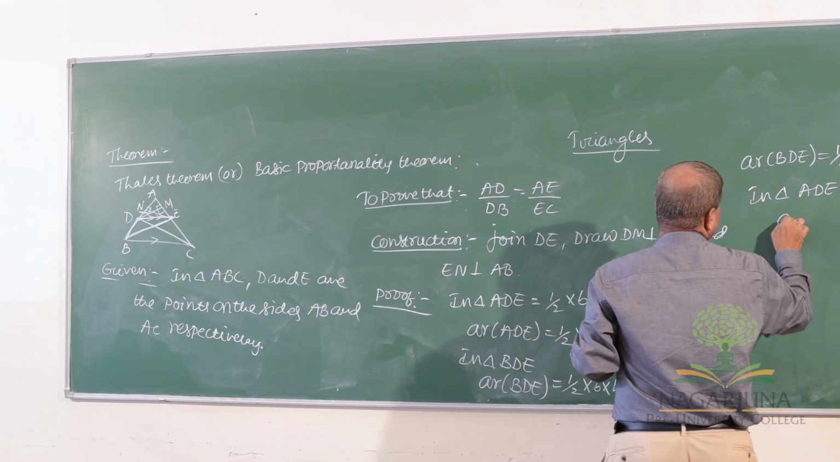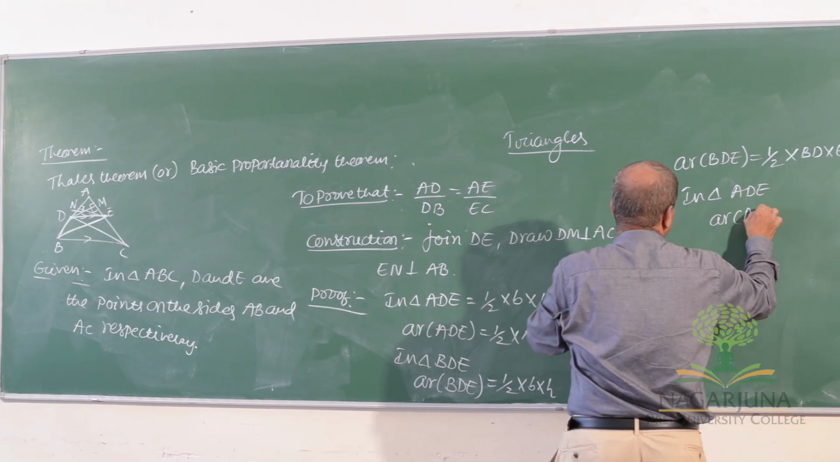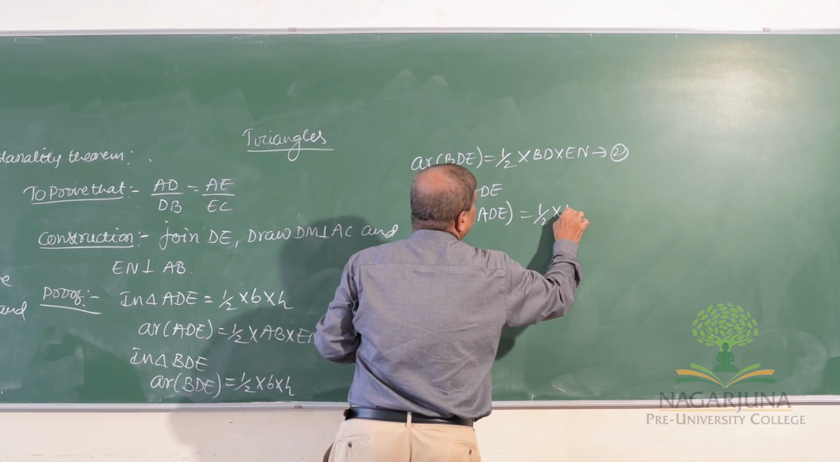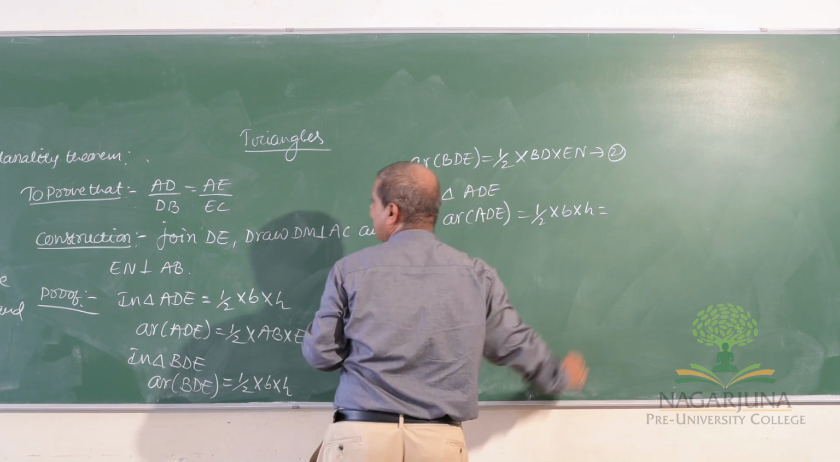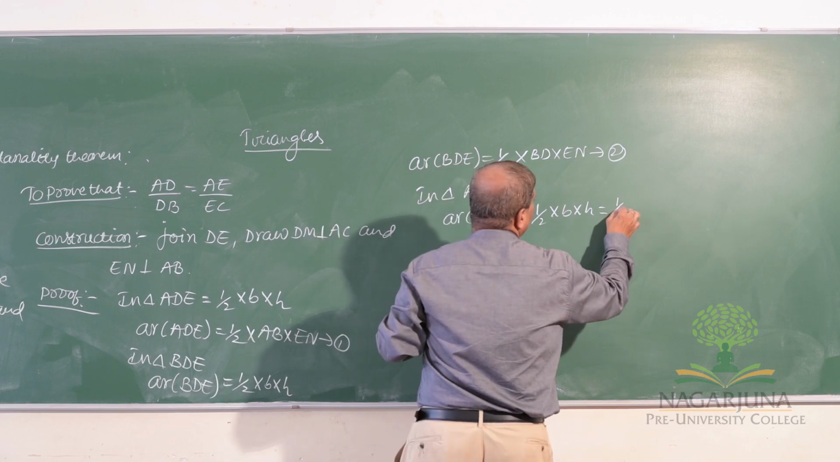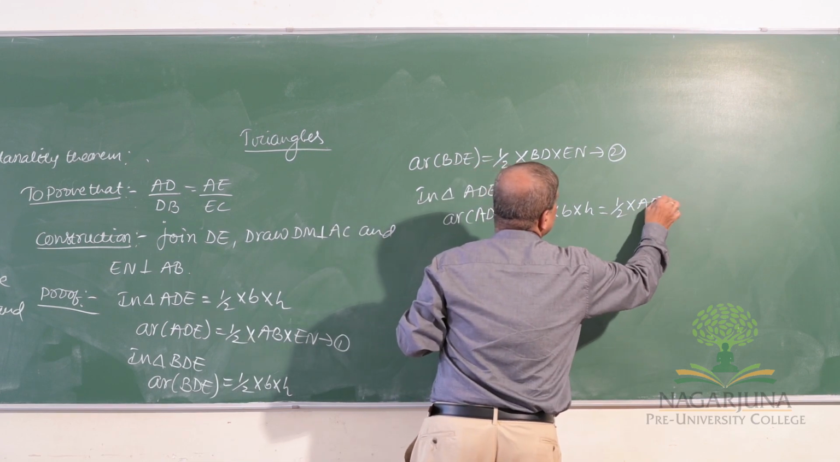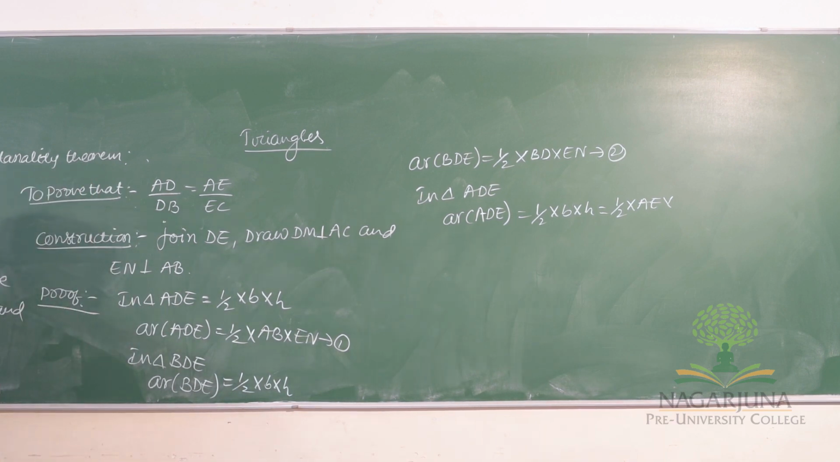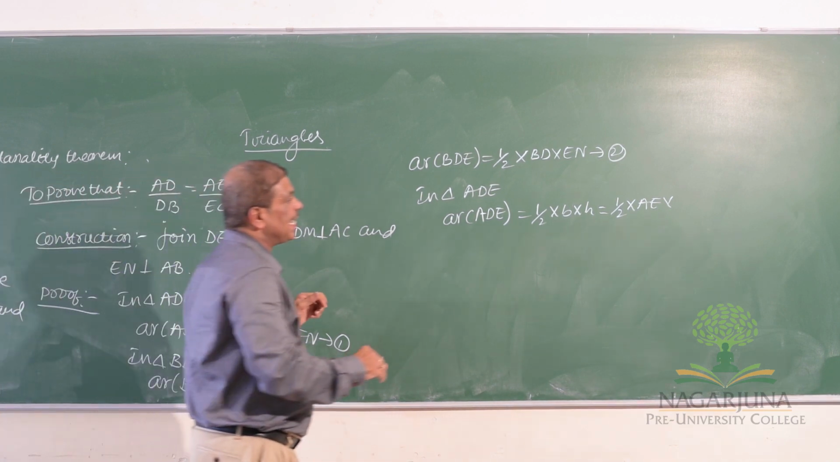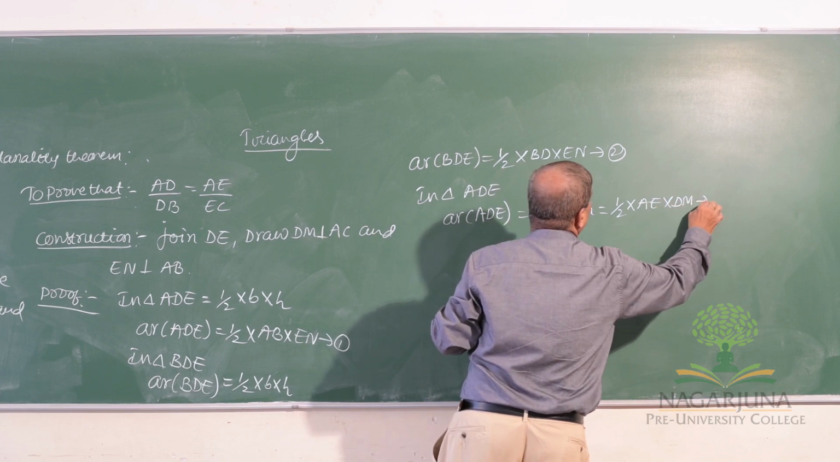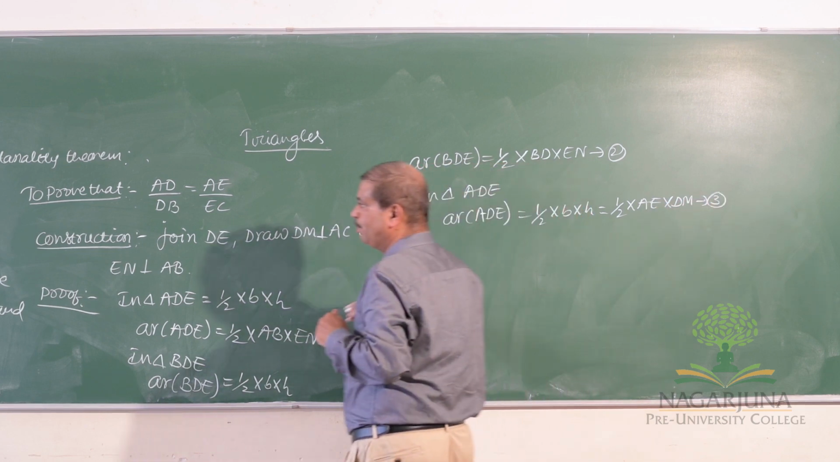Okay, what is the area of ADE? Area ADE is equal to half into base into height. Now the base we take as AE, and the height we take as DM. So area ADE is half into AE into DM. Call this equation 3.